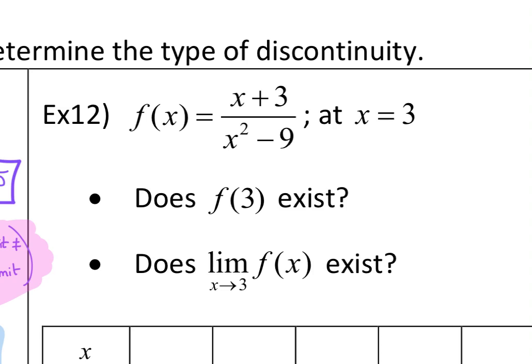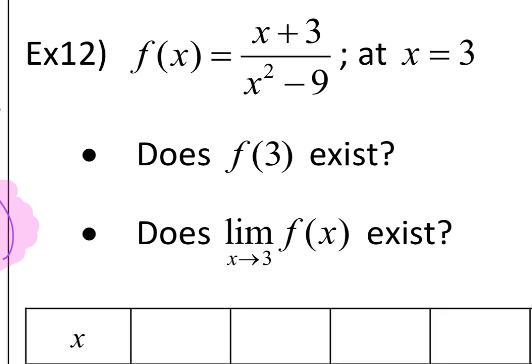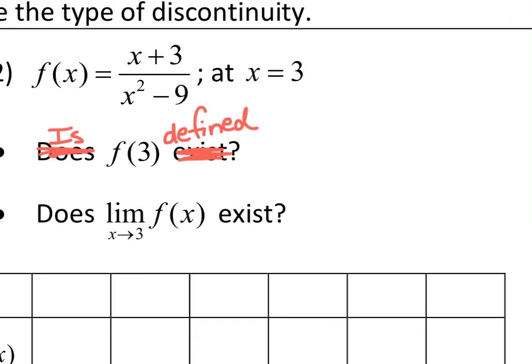So in number 12, we're talking about this function x plus 3 over x squared minus 9. And we're checking to see if it's continuous at x equals 3. And so the first thing that we're going to do is fix Miss Applebacher's mistake and say, is f of 3 defined? Question mark. So, is f of 3 defined?